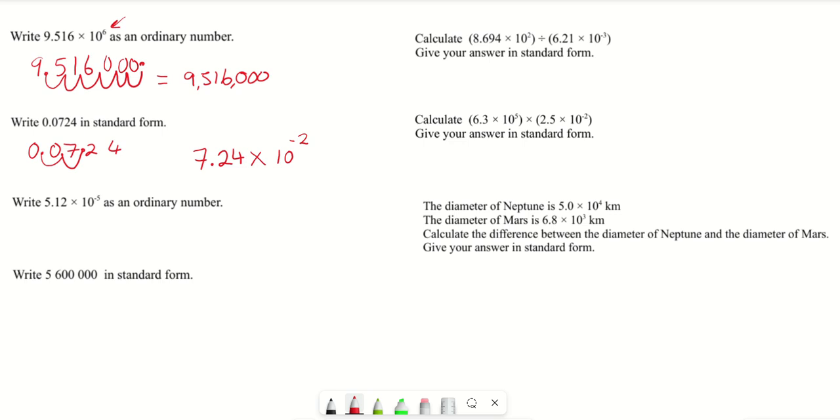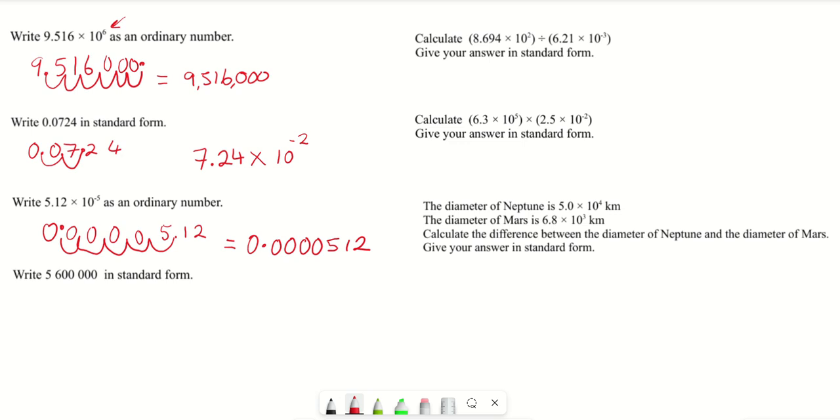Now this one here, we're going to write as an ordinary number. I know it's going to be a decimal because I've got a negative power. So therefore I write my original number out. And I'm going to move this to the left 5 times. So 1, 2, 3, 4, 5. And my decimal place will now be here. So wherever there's a dip, I put a 0. And obviously a placeholder 0 before the decimal. So the answer is 0.00000512.